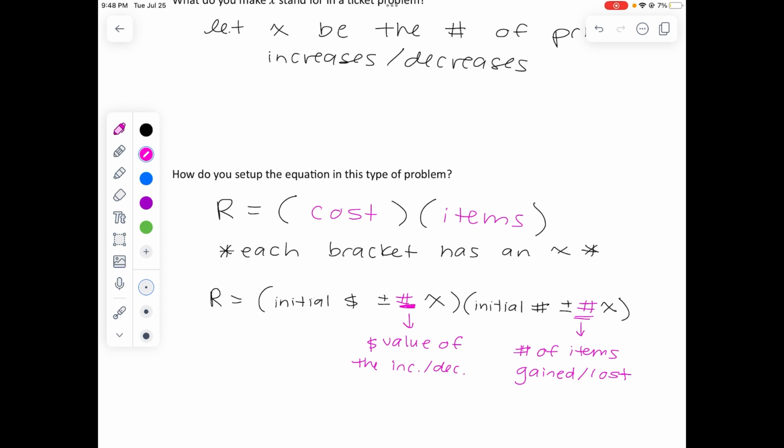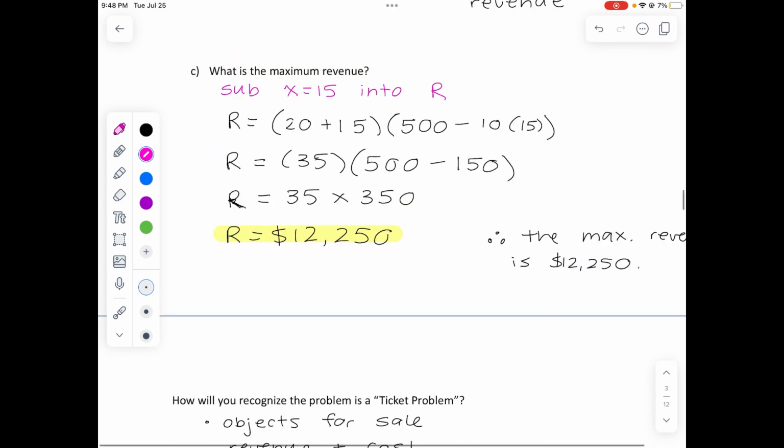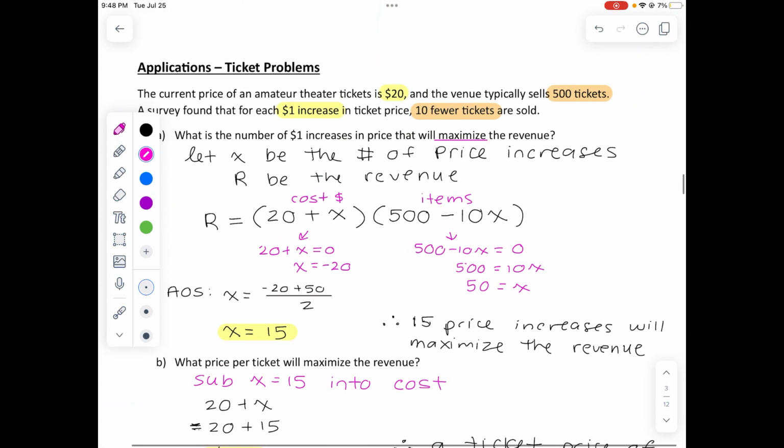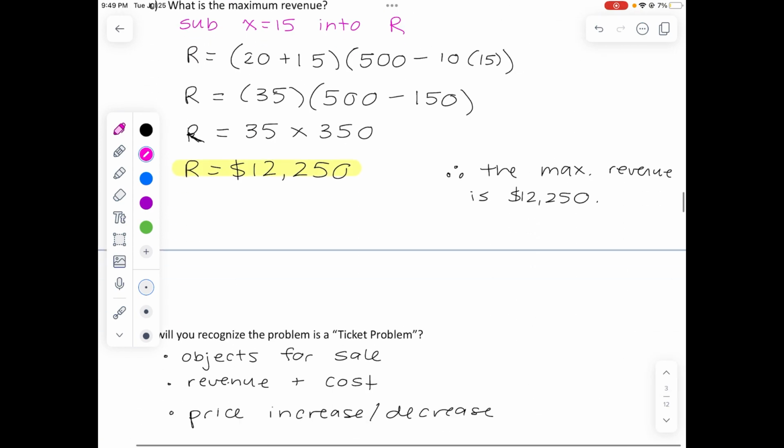One bracket is cost, one bracket is items. When you're highlighting the question, you'll notice even in mine here, I used one color for my dollar amounts and another color for my actual items. It's important that you don't mix cost and items in one bracket, that you keep them separate. Each bracket has an x in it, and you don't need to expand it to a standard form equation because we're always maximizing the revenue, and we need the x-intercepts for that, so we can just leave it in factored form.